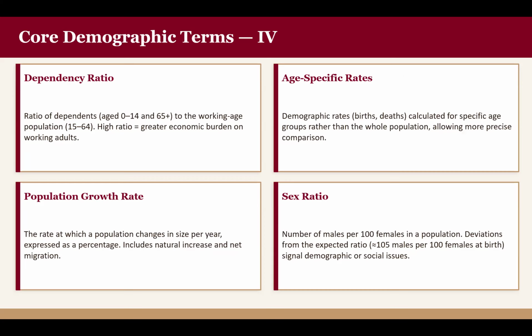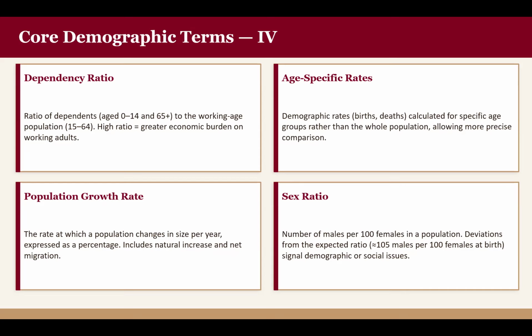Then we have the dependency ratio, which is the ratio of dependents aged 0 to 14 years and 65 years and above to the working age population, which is between 15 to 64 years of age. If it is high, it means a great economic burden on the working adults. Then we have age-specific rate: demographic rates like births and deaths calculated for specific age groups rather than the whole population, allowing more precise comparison.